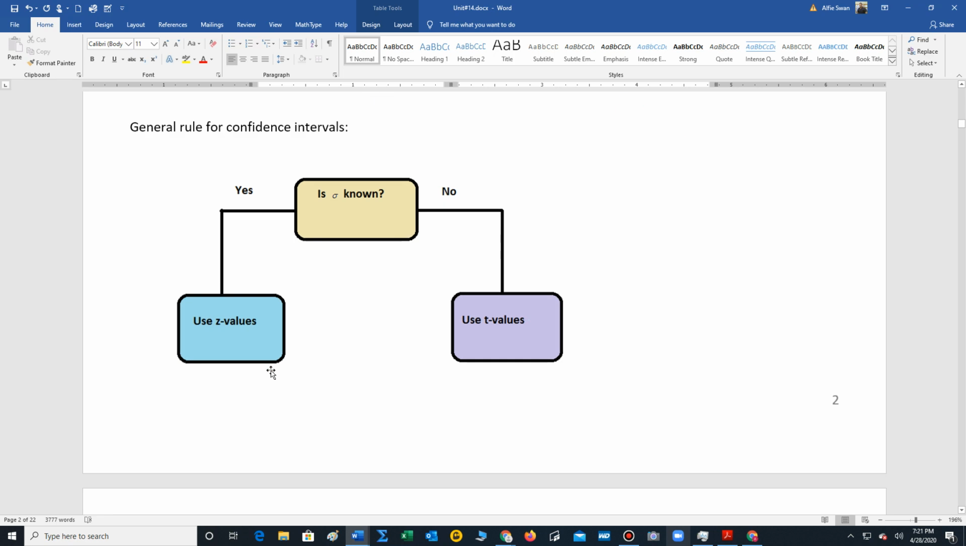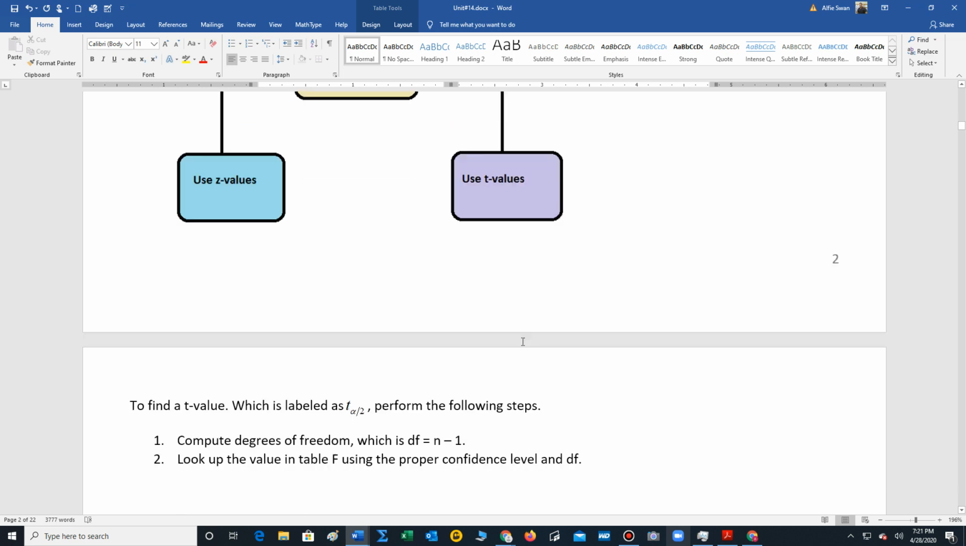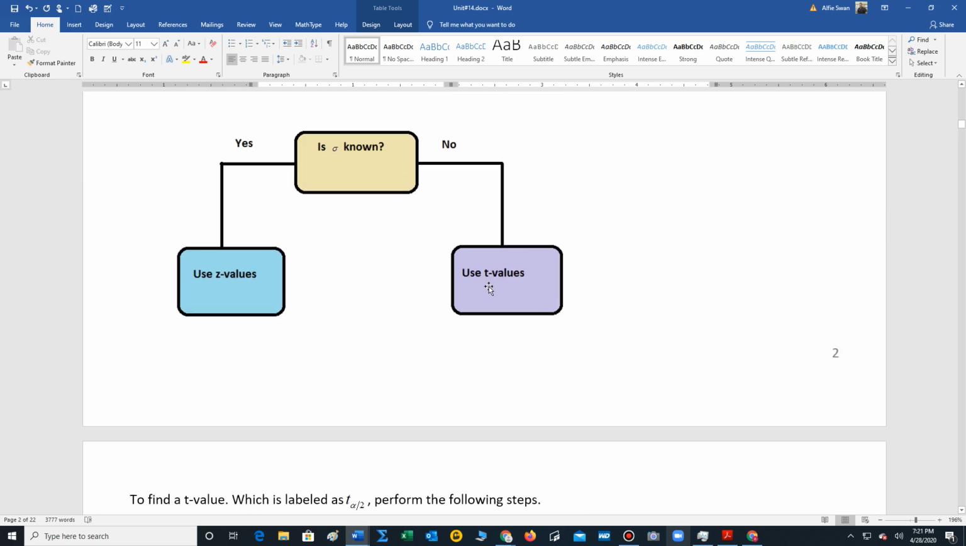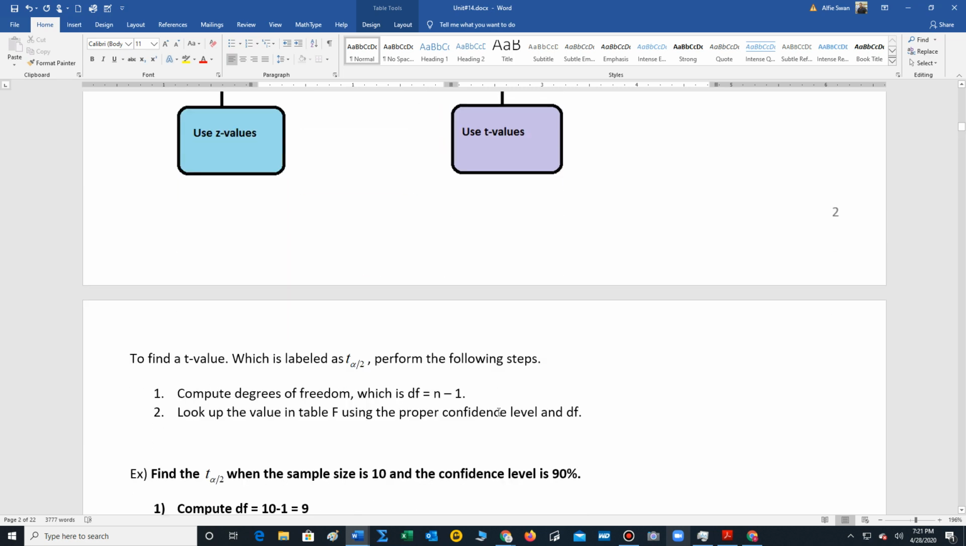So how do we know when to use the t-distribution? Well, for each problem we work on, we always ask ourselves, is the population standard deviation known? If the answer is yes, we use z-values. If the answer is no, we'll use t-values. So let's look at how to locate t-values.